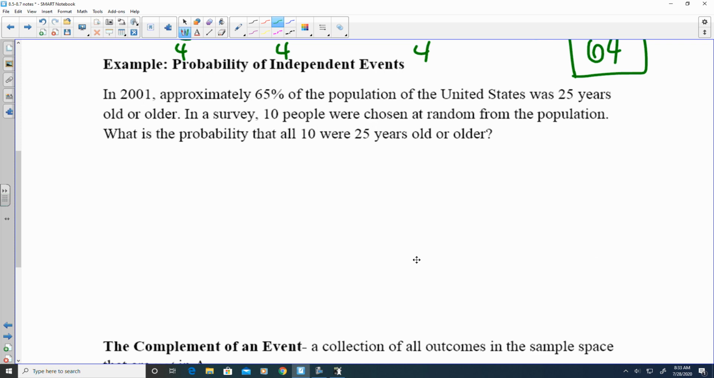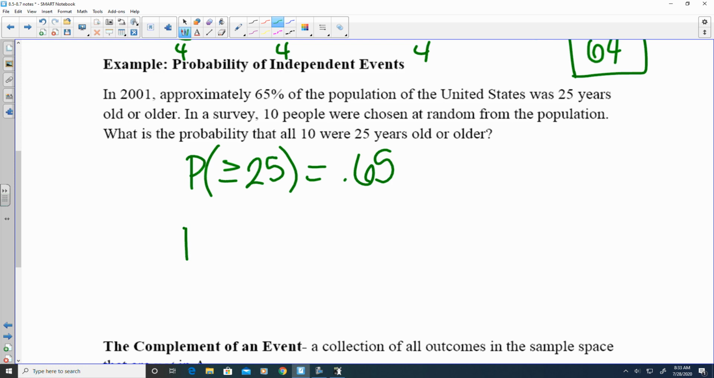In 2001, approximately 65% of the population of the United States was 25 years or older. In a survey, 10 people were chosen at random. What's the probability that all 10 were 25 years or older? So this is certainly independent. The probability that we select one person in Chicago is not going to affect the person that we choose in Sacramento. If we're doing this randomly throughout the United States, these are certainly independent events. So the probability of at least 25 was 65%, 0.65.